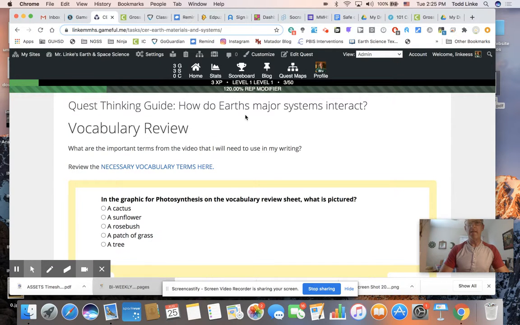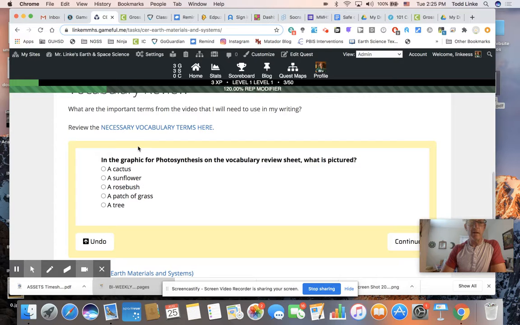Here's the question again. How do Earth's major systems interact? Again, thinking that's the biosphere, geosphere, hydrosphere, and atmosphere. How do those things interact? All right, what are the important terms from the video that I'll need to use in my writing? All right, so I've got to stop and review the terms because there's a question that the only way I can answer is if I open this document. So click on this document.